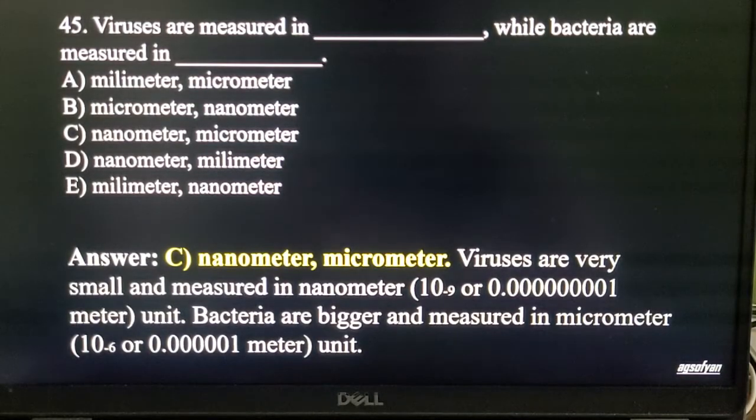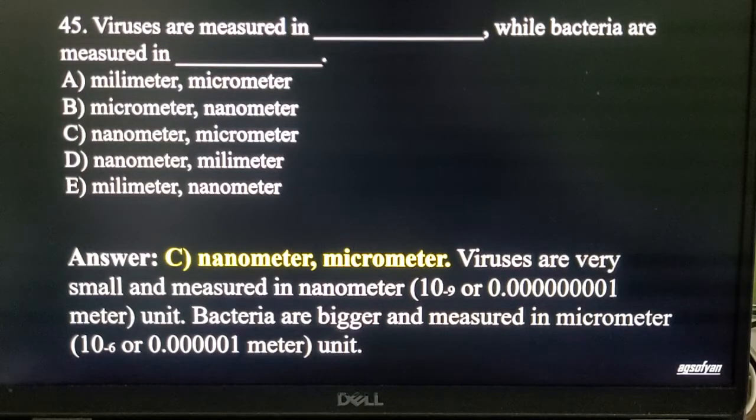You have to study the size of microorganisms. Viruses are very small. They are measured in nanometers. You cannot use a light microscope for them, because a microscope, as its name tells you, works in micrometers. Micrometer is for bacteria, so you are still able to see bacteria using the light microscope. So virus in nanometer, bacteria in micrometer, which is C.